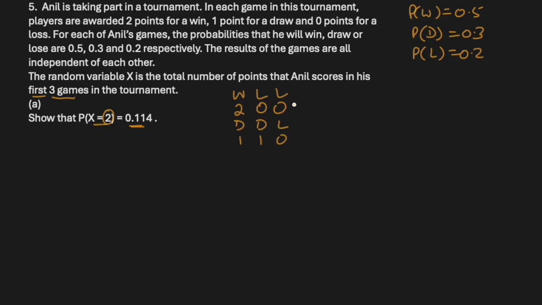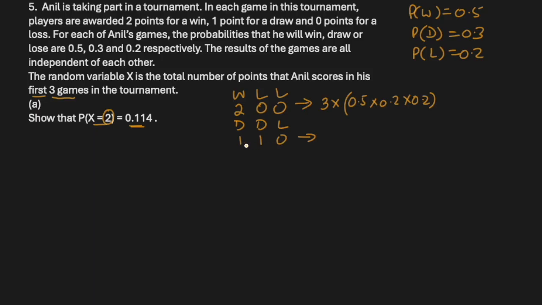So let's interpret this one first. Anil can win either the first game or the second game or the third game. We don't know which one. But what we know is that there are 3 possibilities. The probability of winning one game is 0.5, then losing is 0.2, so 0.2 times 0.2. This is the probability that he wins one game and loses 2.